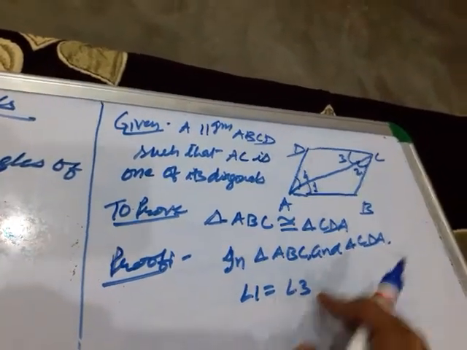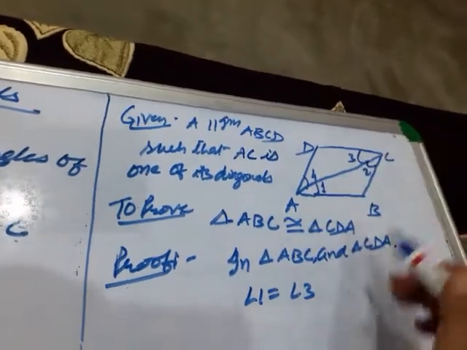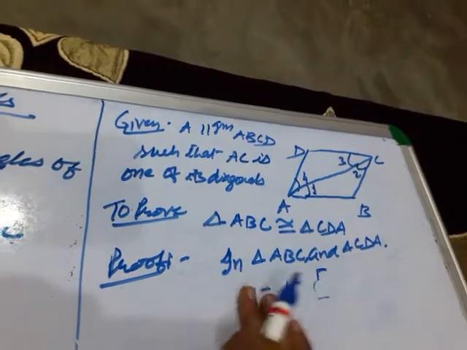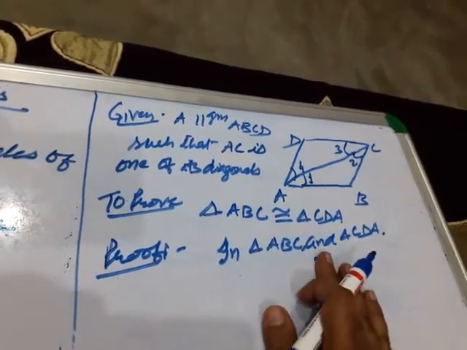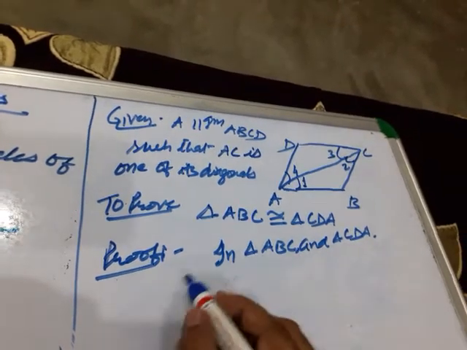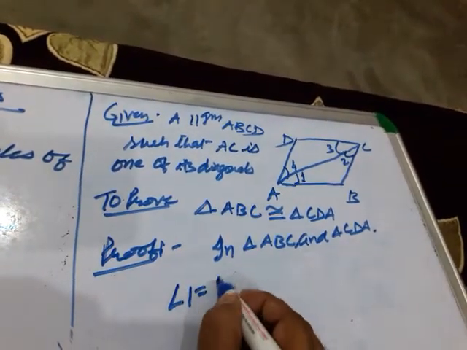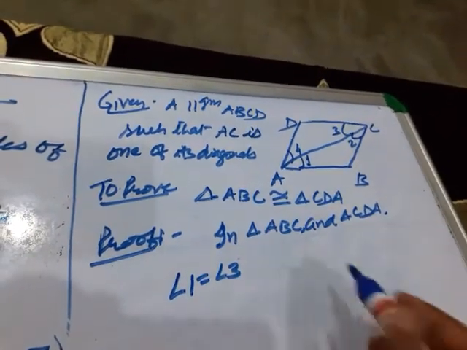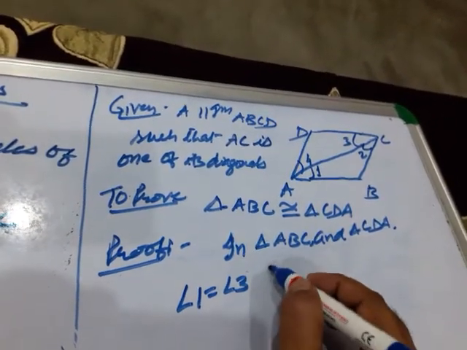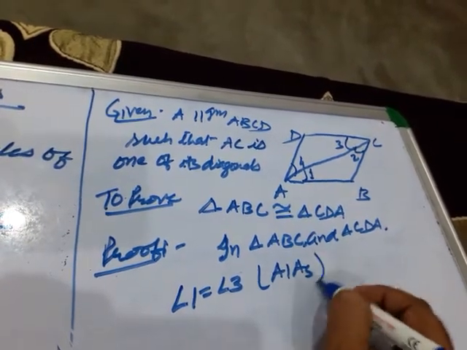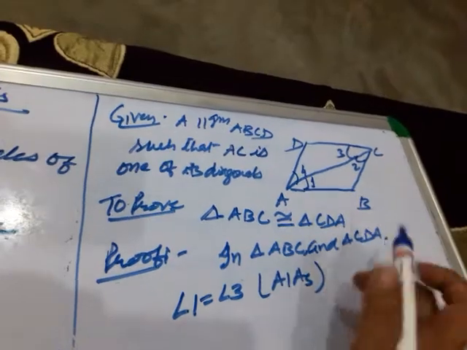Okay, children, angle 1, this angle, equals angle 3. Why does angle 1 equal angle 3? See, in triangle ABC and triangle CDA, angle 1 equals angle 3. Why? Because they are alternate interior angles. What are alternate interior angles? Angle 1 equals angle 3.